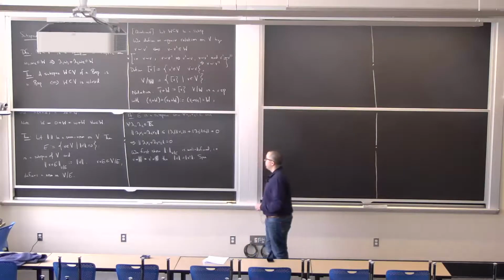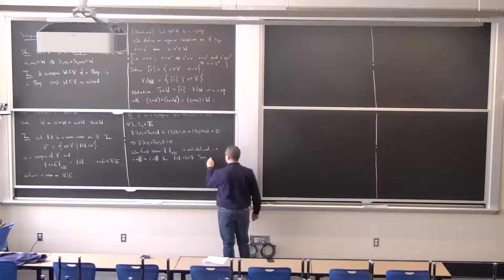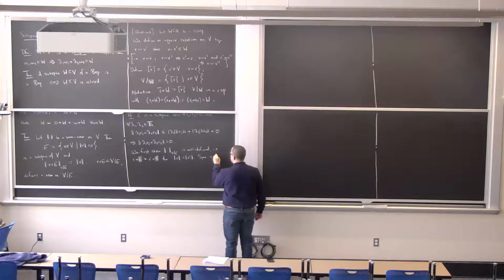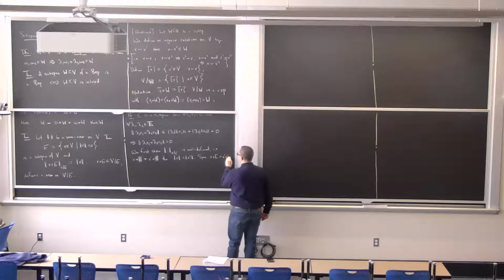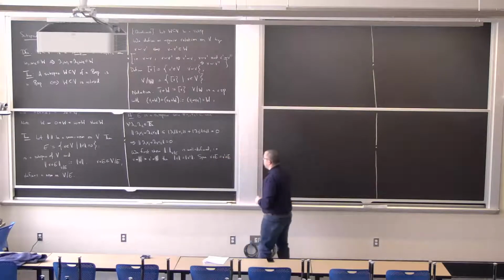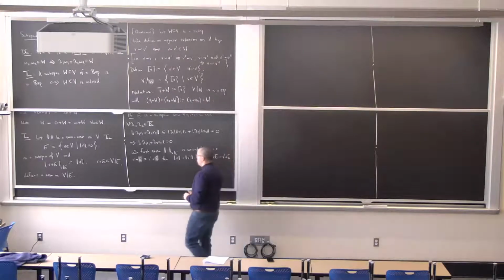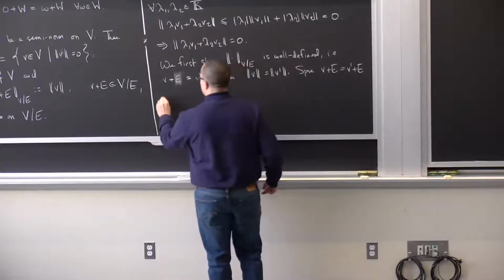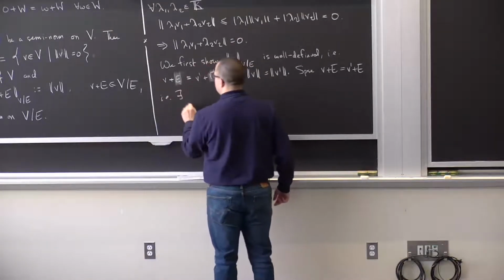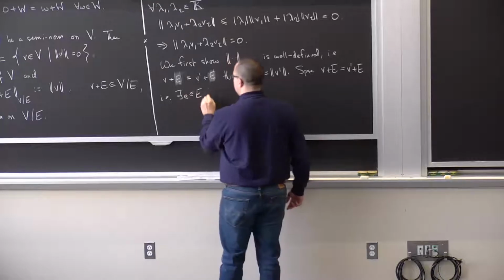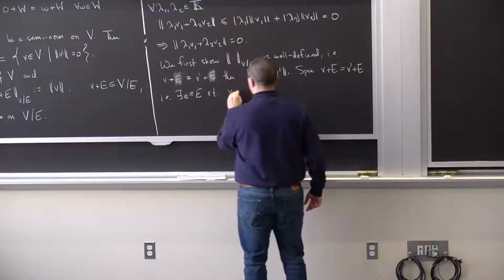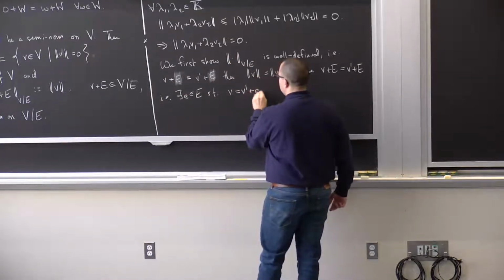So, suppose V plus E equals V prime plus E, meaning I have two representatives for the same equivalence class. And that means there exists a little e, capital E, such that V is equal to V prime plus E.